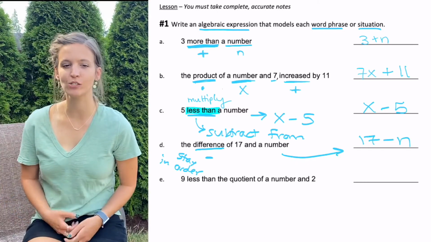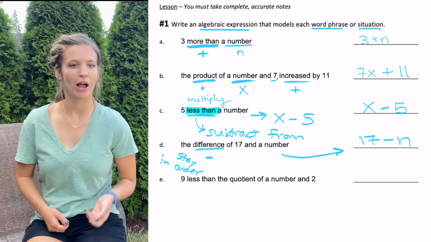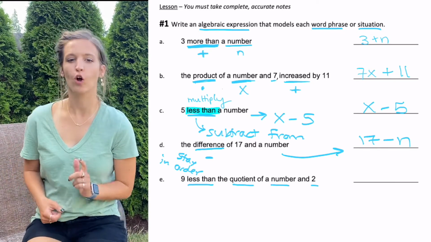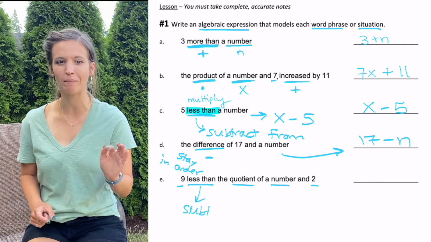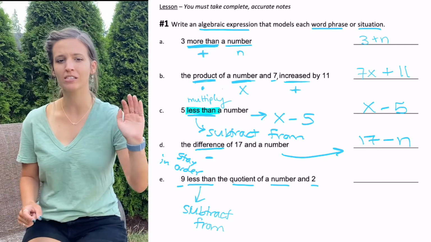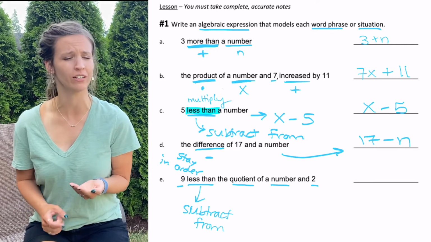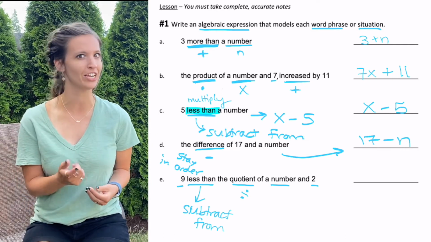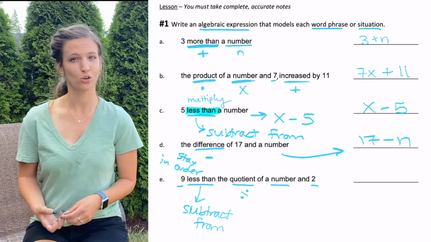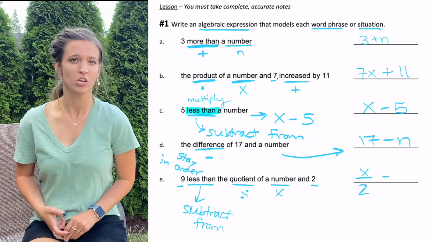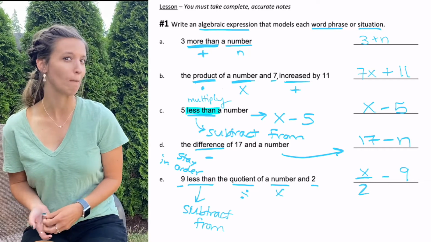Okay, let's try this last one, E. Let's see if we can get it right. 9 less than the quotient of a number and 2. Okay, less than. We just learned that means subtract from. So I'm going to subtract 9 from the quotient. Remember, quotient means division. So dividing a number and 2. So should I use x this time? So x divided by 2 minus 9.